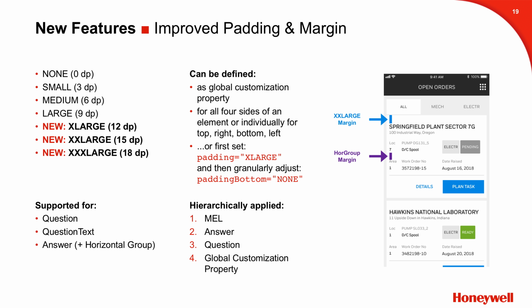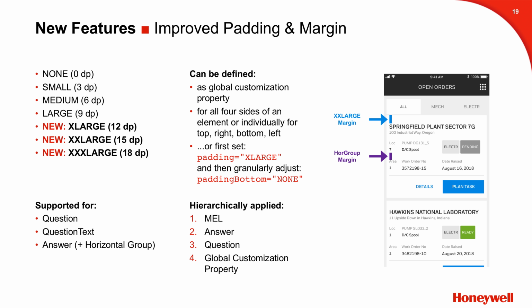As already mentioned several times, we have improved the margin and padding capabilities a lot. All kinds of layouts are much easier to achieve than before, thanks to that. First of all, we introduced new margin and padding sizes. Again, we had none, small, medium, large. Now we have additionally extra large, XX large, XXX large. And you can see the density independent pixels for those sizes.